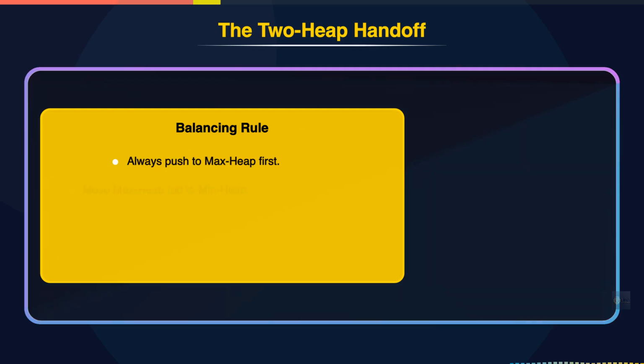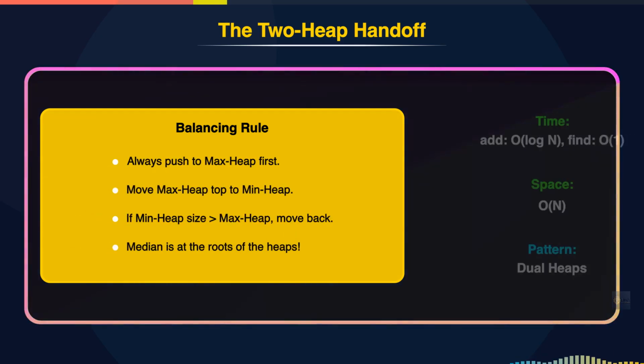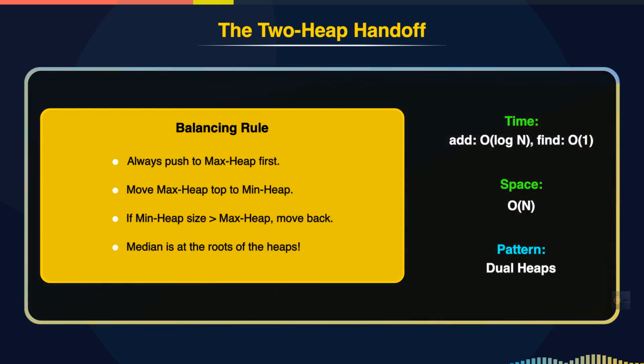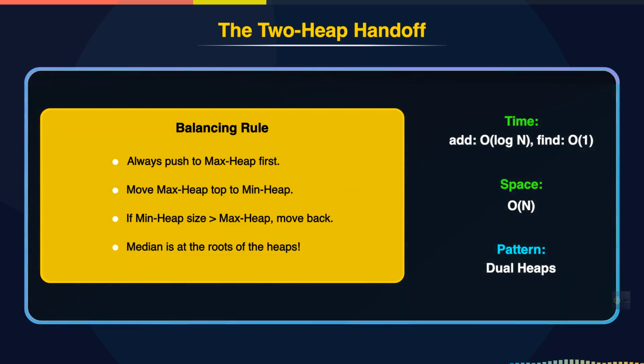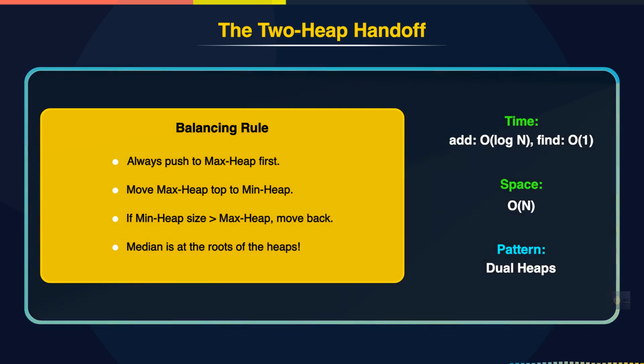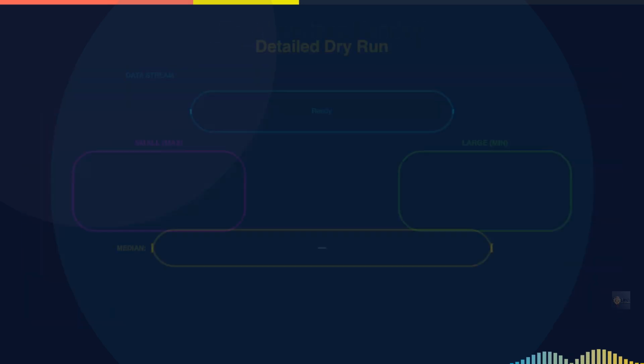A Max-Heap for the smaller half, and a Min-Heap for the larger half. When a new number arrives, we first push it into the Max-Heap. Then, to keep things sorted, we take the largest element from the Max-Heap and move it to the Min-Heap. Finally, if the Min-Heap becomes larger than the Max-Heap, we move one element back. This handoff strategy ensures the Max-Heap always contains the smaller numbers, the Min-Heap contains the larger ones, and they are always perfectly balanced.